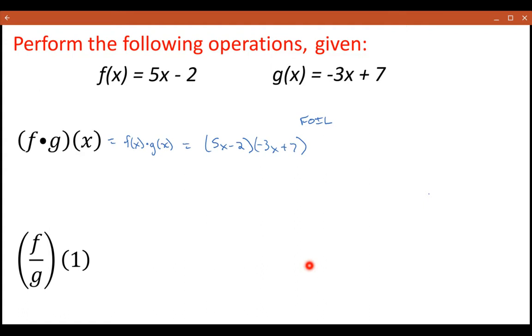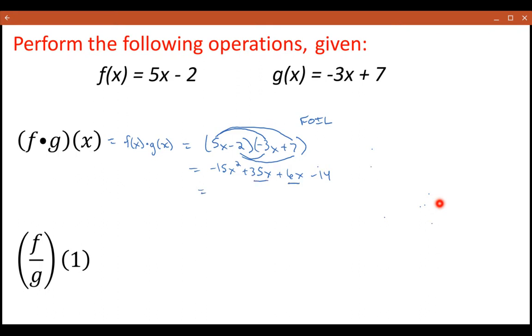FOIL stands for first, outer, inner, last. So you multiply the first terms, 5x times negative 3x. That gives you negative 15x squared. Then you do 5x times 7. That gives you 35x. We then do negative 2 times negative 3x. That gives you a positive 6x. And then negative 2 times 7, which is negative 14.